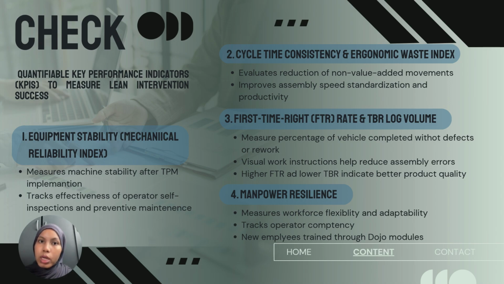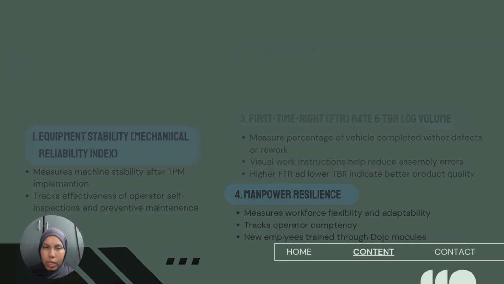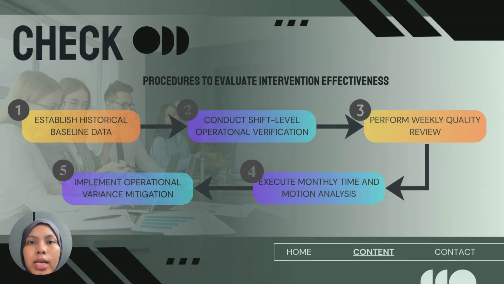So the last one, the cross-functional capability score, measures the workforce flexibility. It tracks how many operators are trained to work at multiple stations, helping Proton maintain production even during labor shortage. So in this slide, I will explain the procedure used to evaluate the effectiveness of lean intervention.